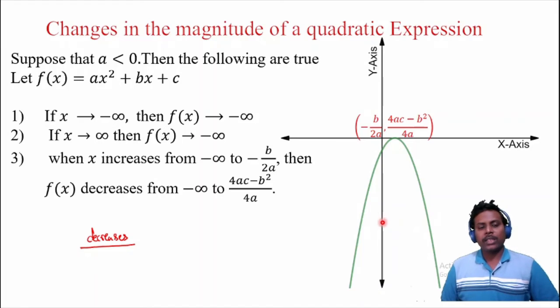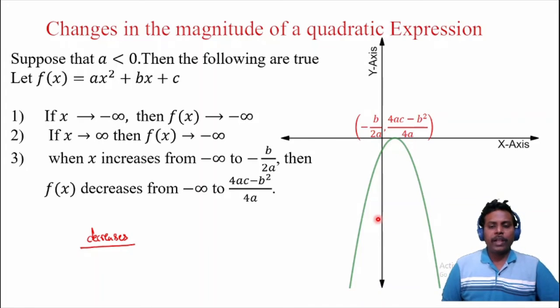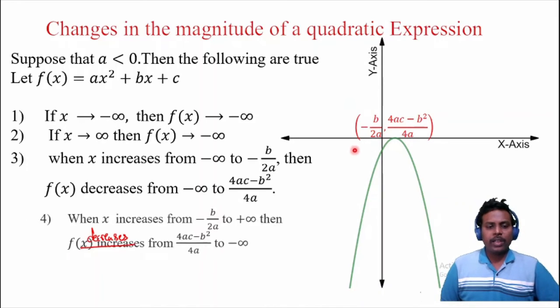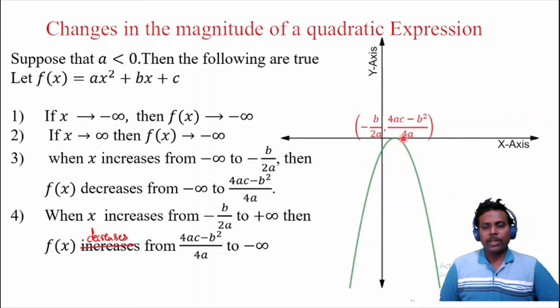What is the next point? When x increases from minus infinity to minus b by 2a, that means coming from the left side to minus b by 2a, you can see that it increases from minus infinity to 4ac minus b squared divided by 4a. So it is actually increasing. And now the next point: when x goes from minus b by 2a to positive infinity, the f of x value decreases, from 4ac minus b squared by 4a to minus infinity. So these are the changes that happen in the magnitude of a given quadratic expression in two different cases: one is a positive and another is a negative.